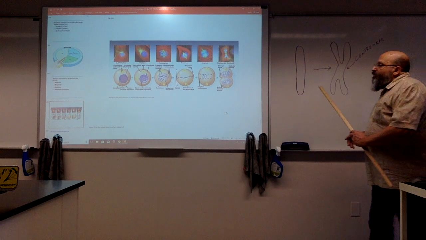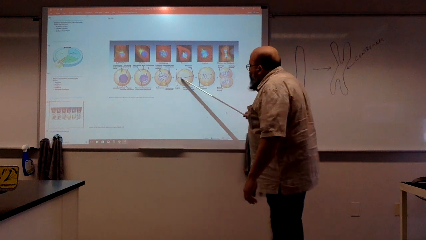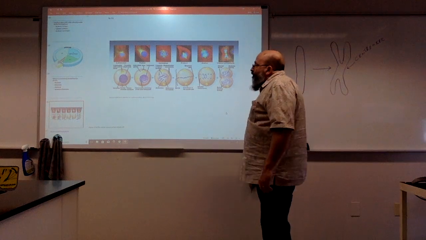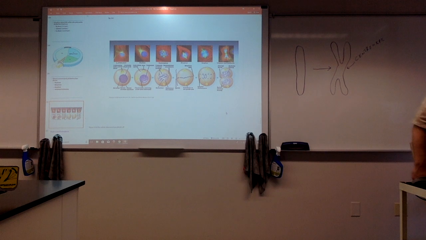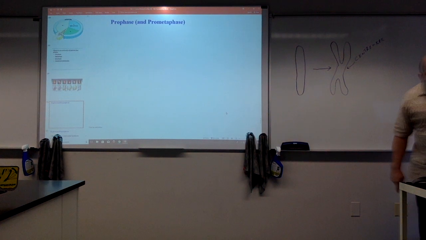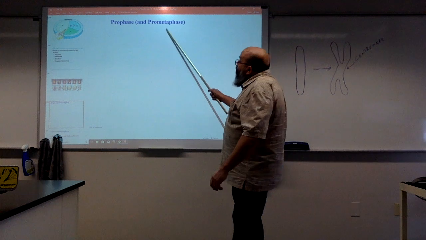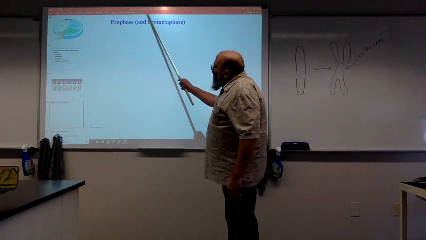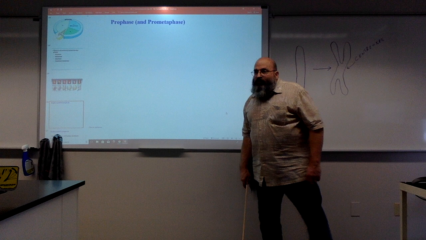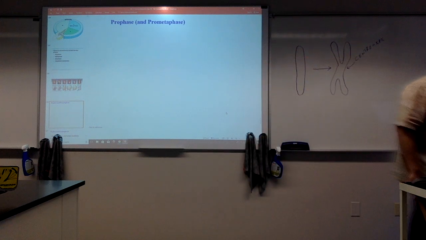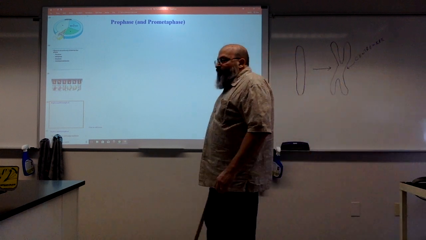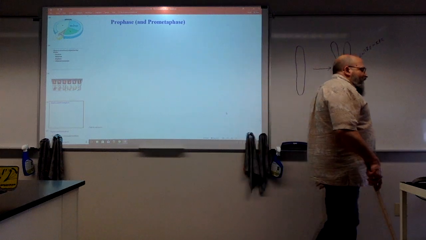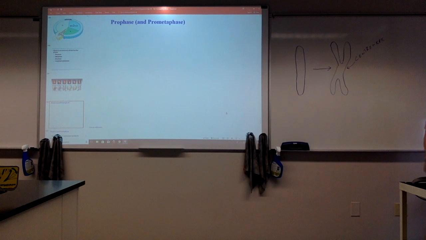And this is basically showing all the phases, and we're going to blow these up and look at what happens during each phase. So the first phase is prophase and prometaphase. These are the same thing to me, okay? So if the book says prometaphase, make sure you write prophase. Probably won't have to write prophase because it'll be on the exam in the word bank. Prometaphase won't be there, okay?